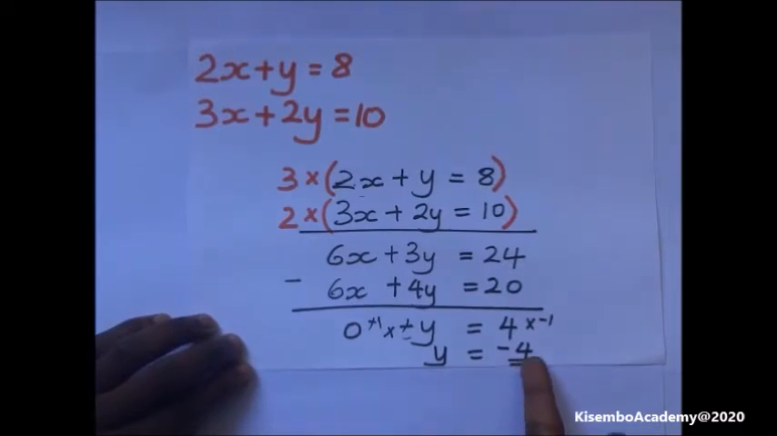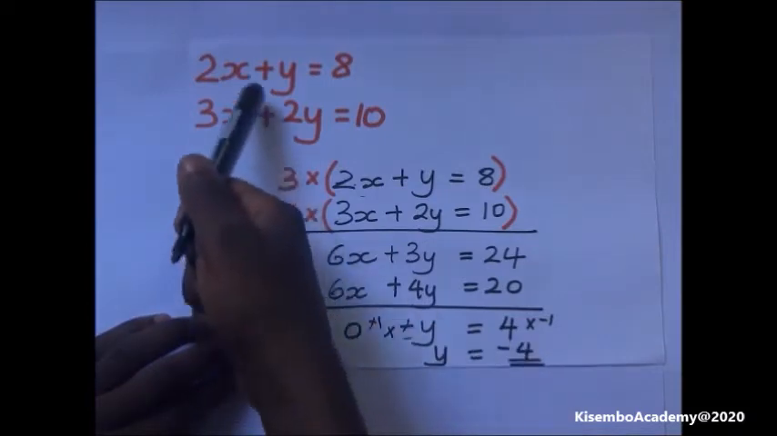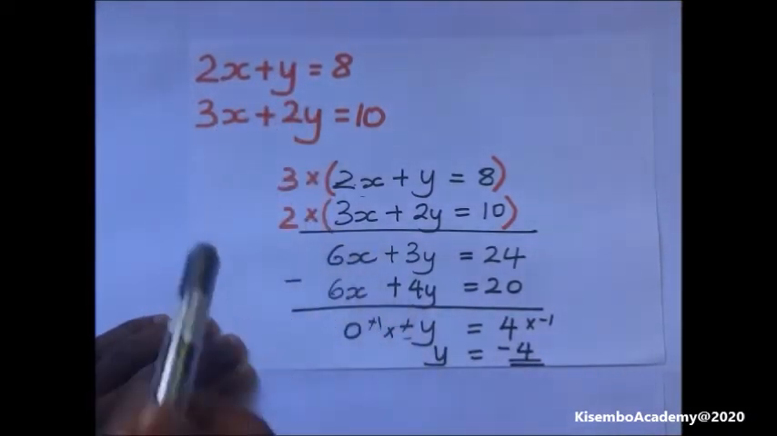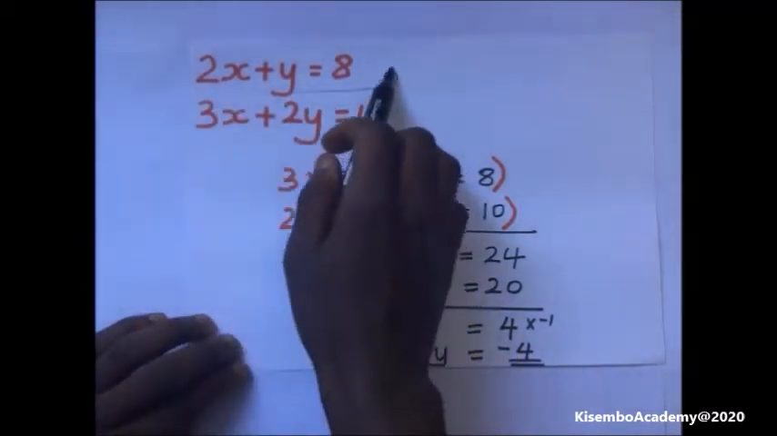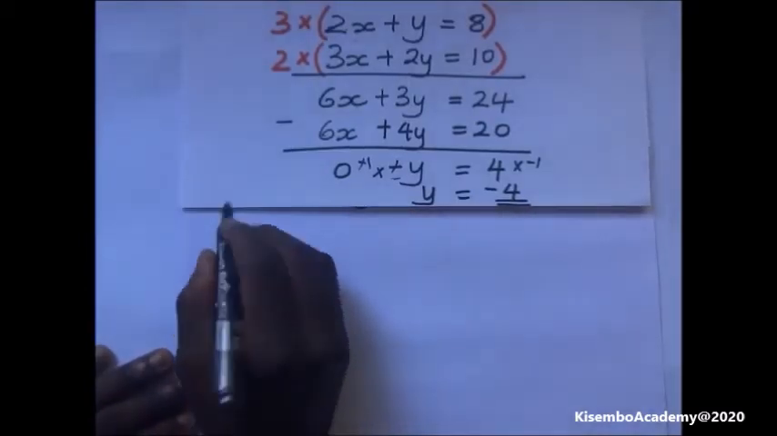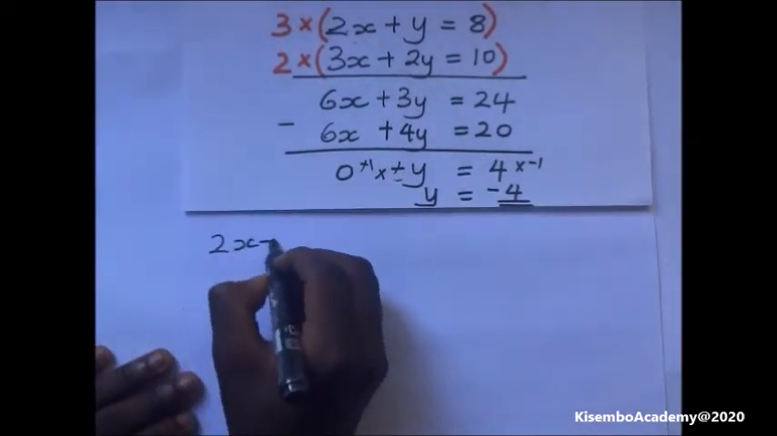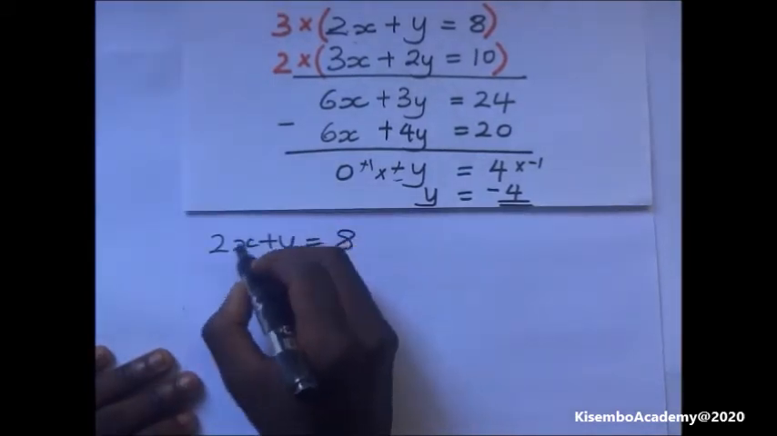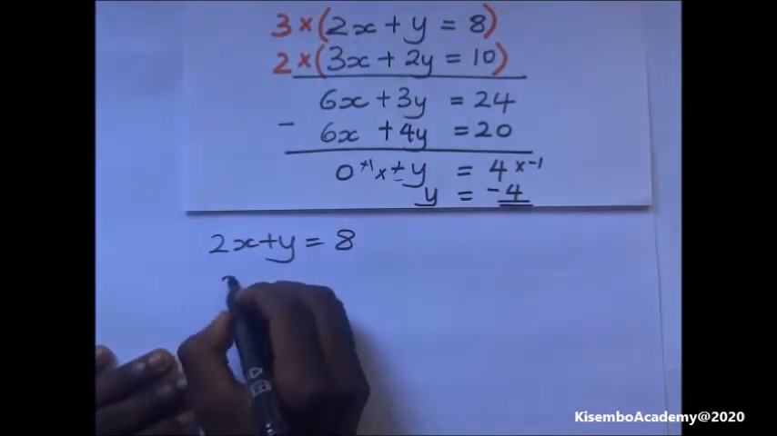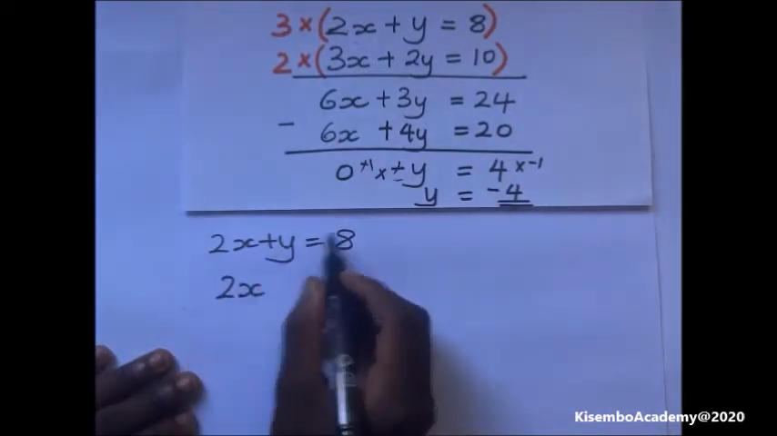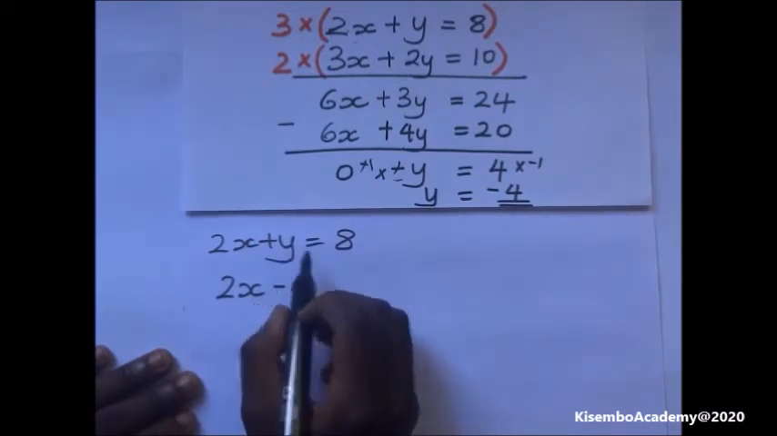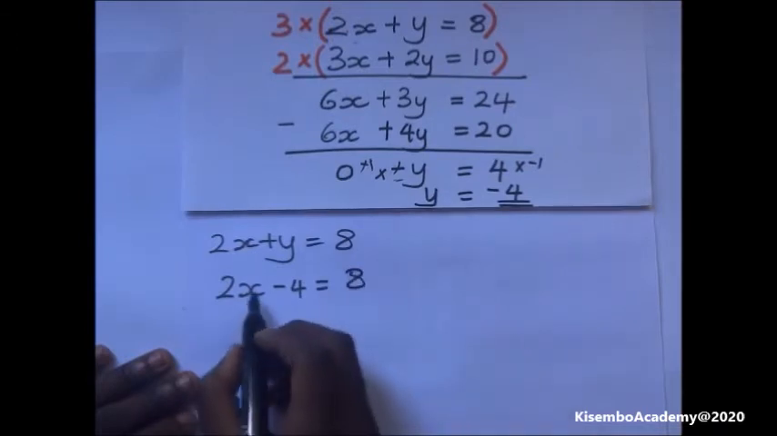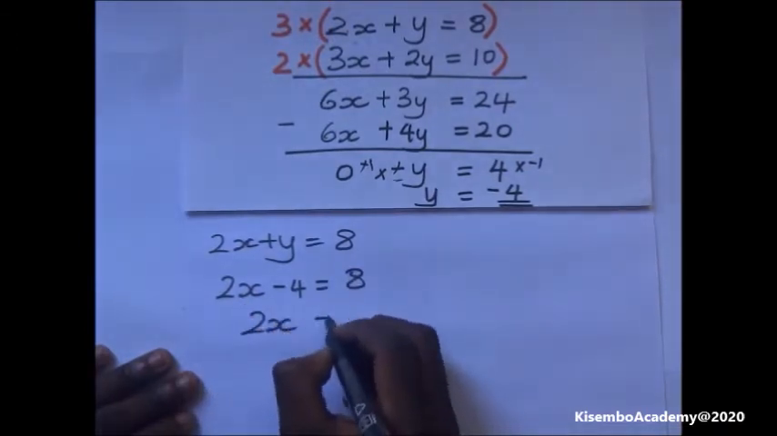After getting our value of y as negative 4, we shall just go back and substitute this value of y in any of these equations so that we are able to get the value of x. So let's substitute this negative 4 in our first equation. The first equation says 2x plus y is equal to 8. So it's going to become 2x, y is negative 4, so minus 4, equal to 8. So this is going to become 2x equal to 8 plus 4.